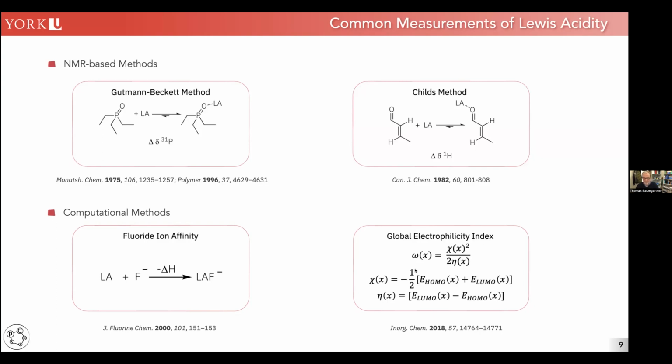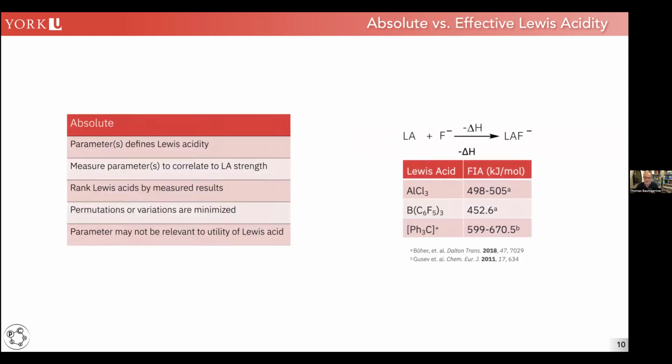Now, what these methods have as a common denominator is that they give you one number, an idealized number for each Lewis acid, which in other words, gives you an absolute Lewis acidity. So basically, the Lewis acidity of the Lewis acid X is a number. You get a parameter that defines the Lewis acidity. And then ultimately, if the number is bigger, the Lewis acid should be stronger, and you can rank Lewis acids according to the number that you get by these point measurements.